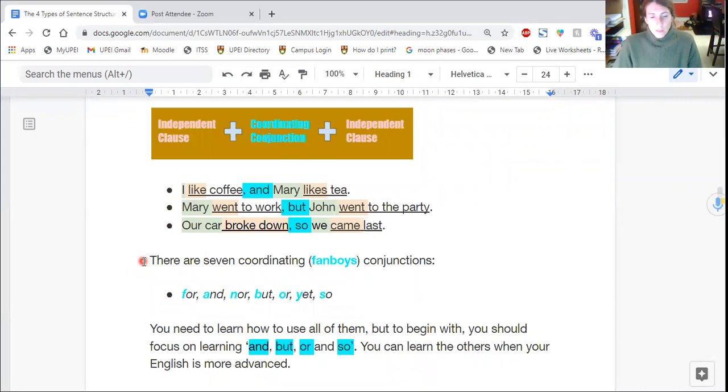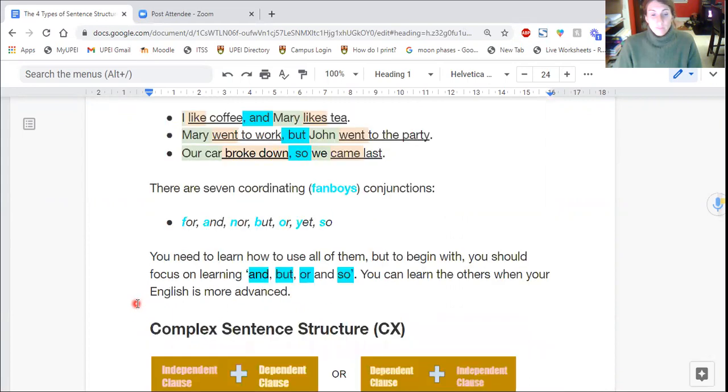There are 7 coordinating or fanboys conjunctions: for, and, nor, but, or, yet, and so. You need to learn how to use all of them, but to begin with, you should focus on learning and, but, or, and so. You can learn the others when your English is more advanced.